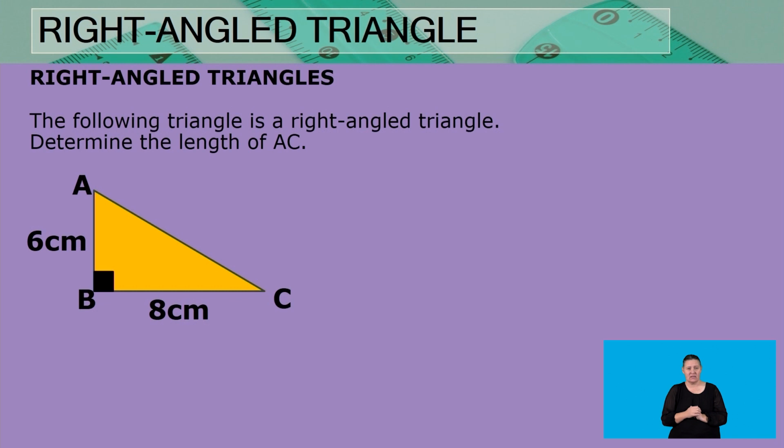We have this example here, and it says the following triangle is a right-angled triangle. Determine the length of AC. Of course, we know that with a right-angled triangle, if we are looking at the sides, then we can use Pythagoras to solve for the unknown sides. We were given AB, which is 6 centimeters, and BC, which is 8 centimeters, and we can see that it is a right-angled triangle. That means we can find AC, which is the hypotenuse, using Pythagoras. So AC squared is equal to AB squared plus BC squared. The reason why we are using this statement is because this is the Pythagoras theorem.